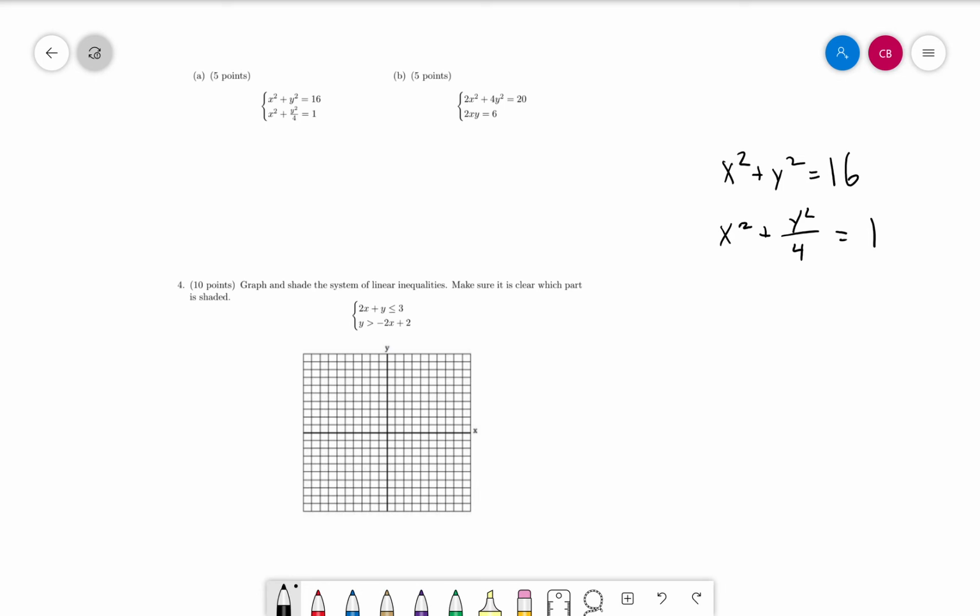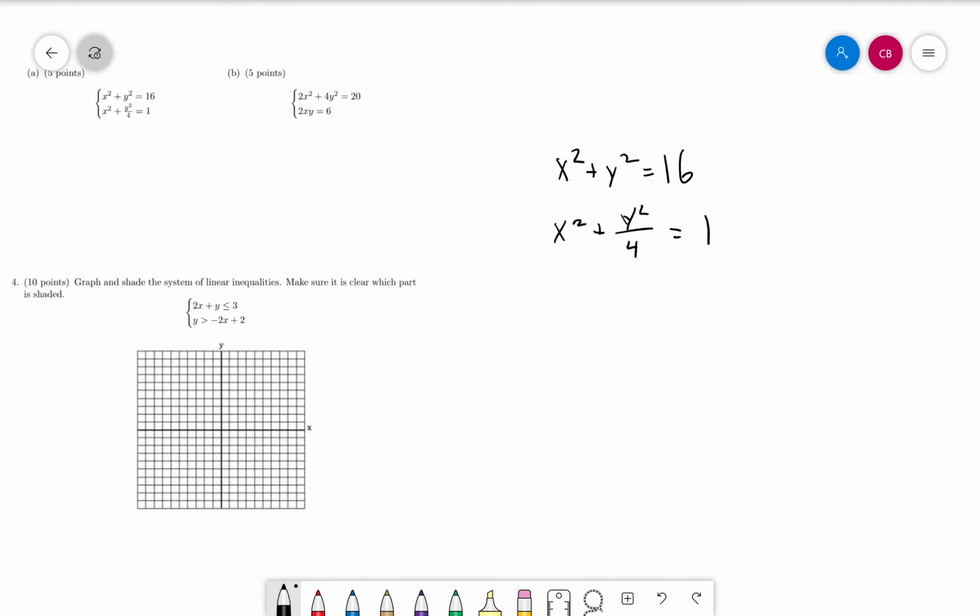Okay, guys, so we're going to continue on. We've got the next problem on the review. We're looking at 5a. It just wants us to solve these. We're going to use elimination. We're going to subtract the bottom from the top, so we have x squared plus y squared is equal to 16, and then we have minus x squared minus y squared over 4, and minus 1.